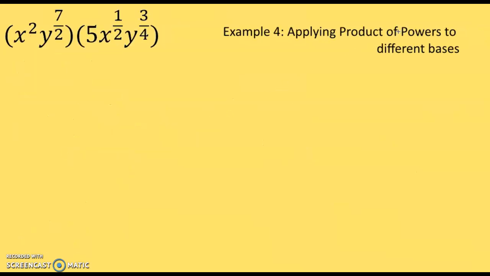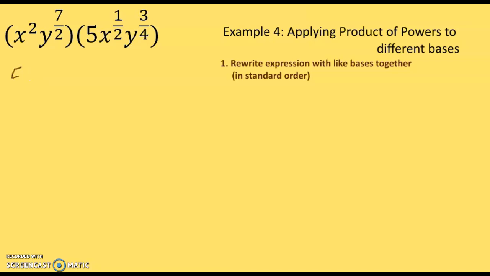Example 4. Apply product of powers to different bases. x squared times y to the 7 halves times 5 x to the 1/2 power times y to the 3/4 power. Well, there's nothing that we can simplify on the inside of these parentheses, so we'll go on to the next step, which is putting the like bases together. When you're writing this, you also want to put it in standard order. That means the coefficient, the constant number, will come first, and then the variables will be in alphabetical order.